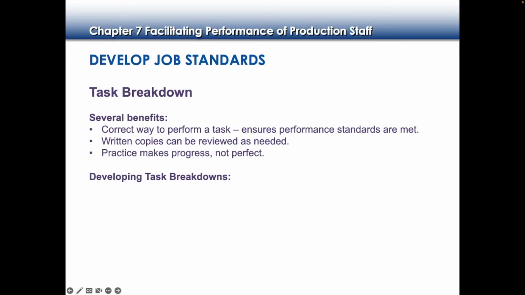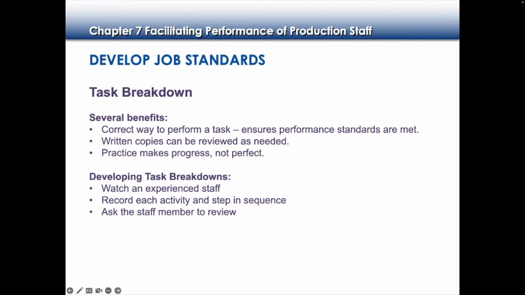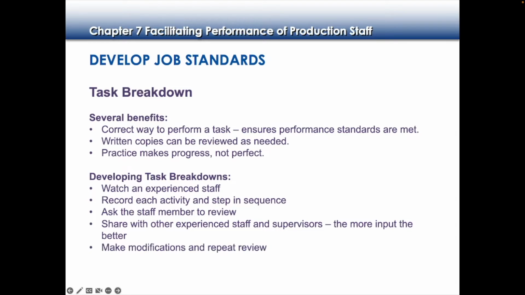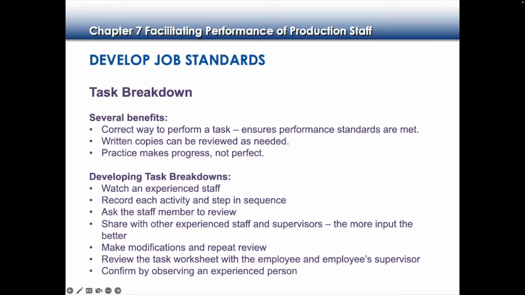Developing task breakdowns. Managers can develop task breakdowns by performing a series of steps, including watching an experienced staff member perform the task. Record each activity or step in the sequence. Ask the staff member to review the information to confirm its accuracy. Share the information with other experienced staff members and their supervisors. Make modifications and repeat the review process as needed. Review the task worksheet with the employee and the employee's supervisor. And then finally confirm by observing an experienced person performing the task to make sure that it is accurate and it is being done correctly.